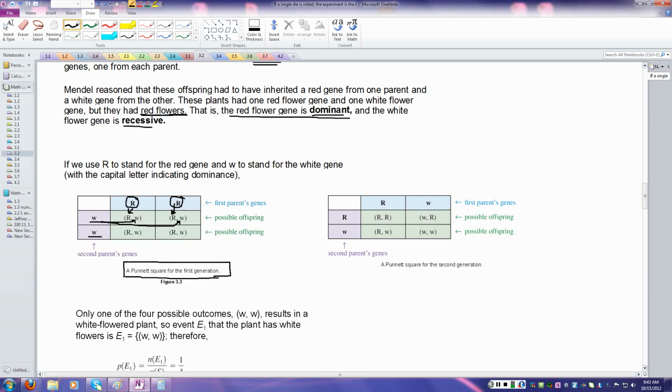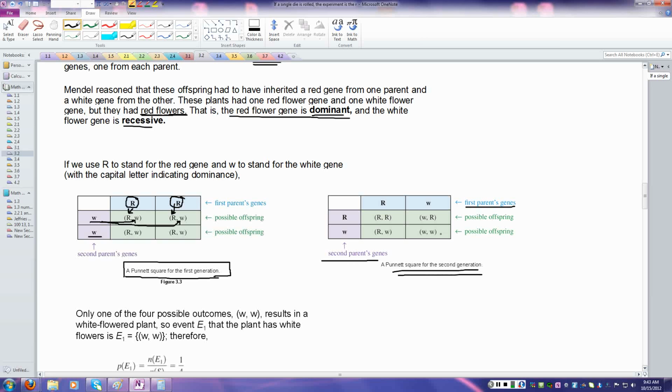So he had all these red flowers that had one parent that came from a white flower. So he knew the gene was RW. Then he crossed the RW plants for the second generation. The second generation of plants were all red. So these were red, but they were RW red.